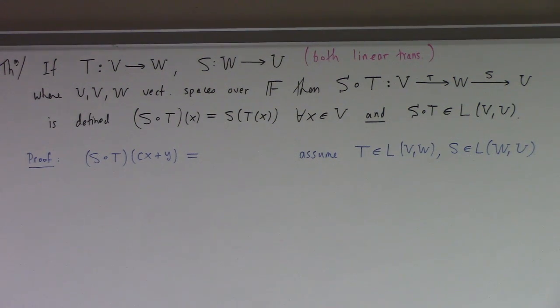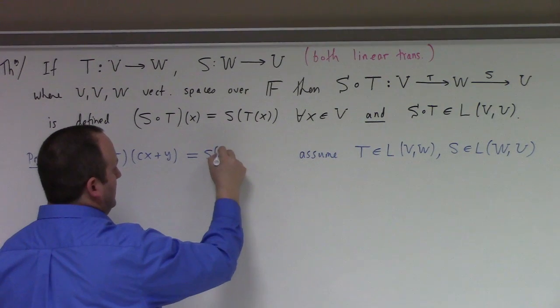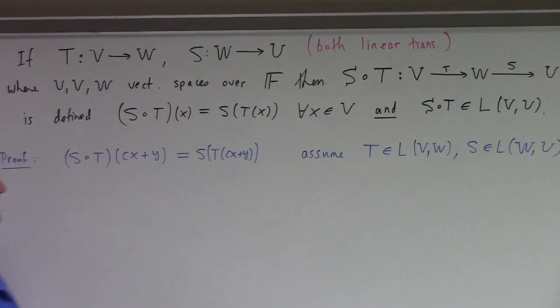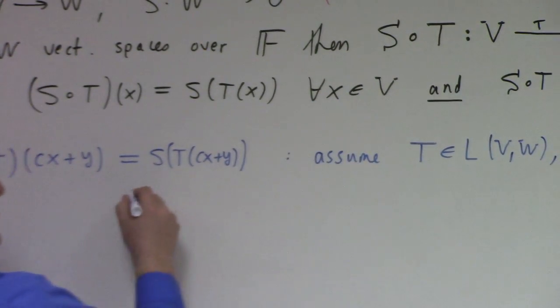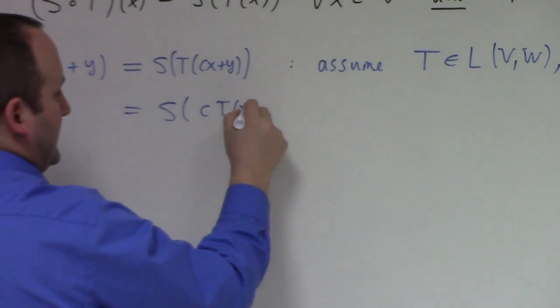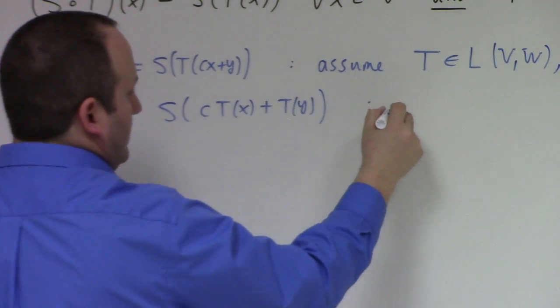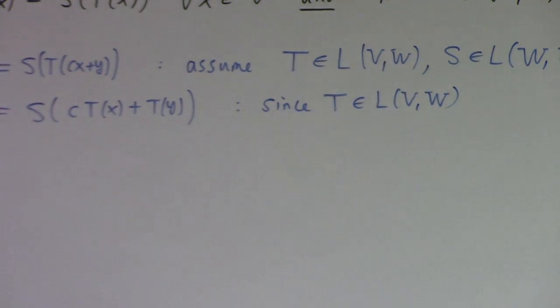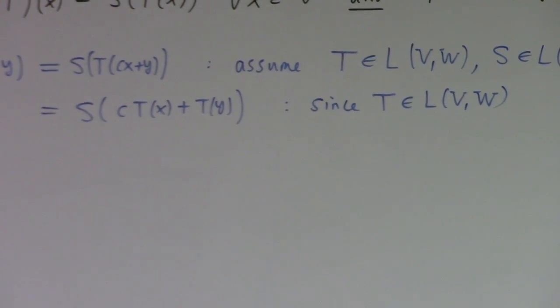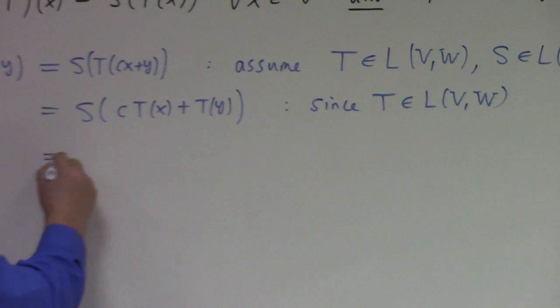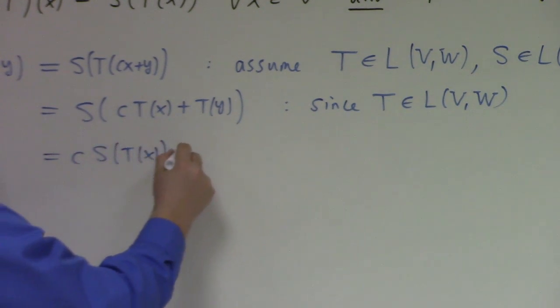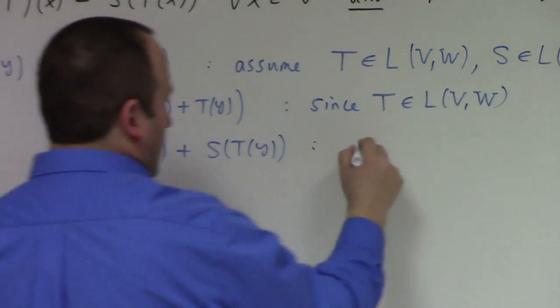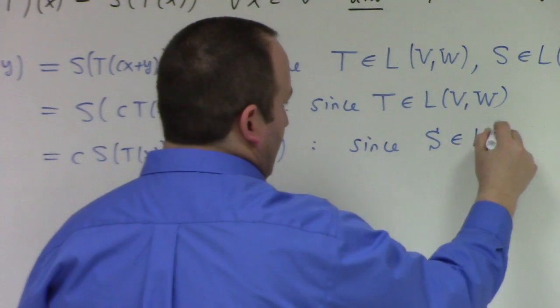OK, so what's our next step? Definition. This is S of T of Cx plus y. Definition of composite. And so that is S of C T of X plus T of Y. How do I do that? Since we're assuming T is a linear transformation from V to W, it's linear. I can pull out a constant, and I can break up the sum. Additivity and homogeneity. But S is also linear, so I can pull the C out again. This is C times S of T of X plus S of T of Y, since S is a linear transformation from W to U.